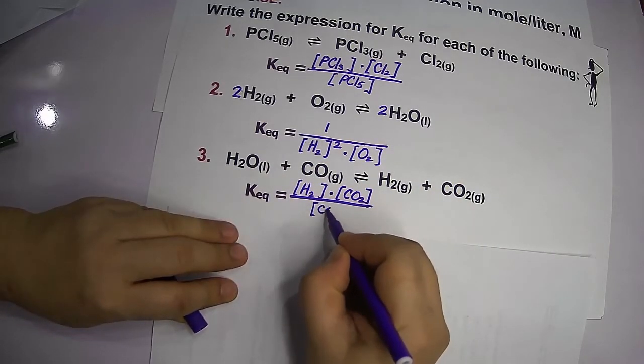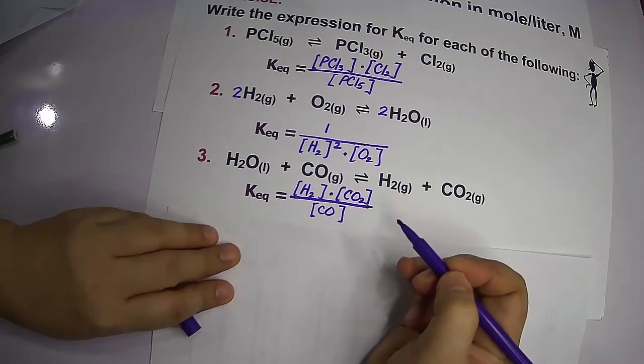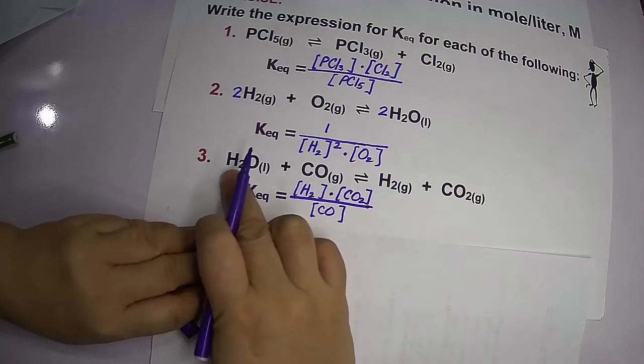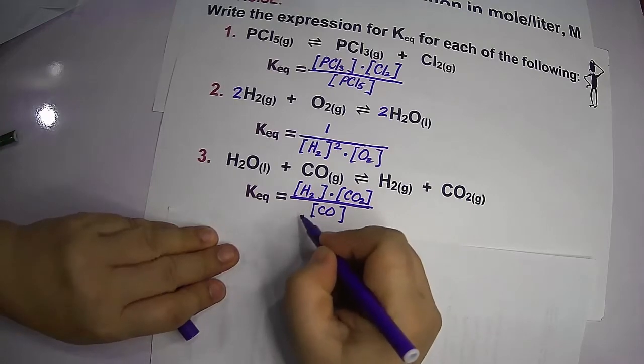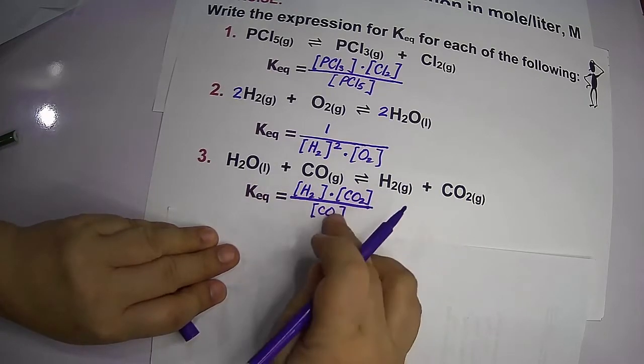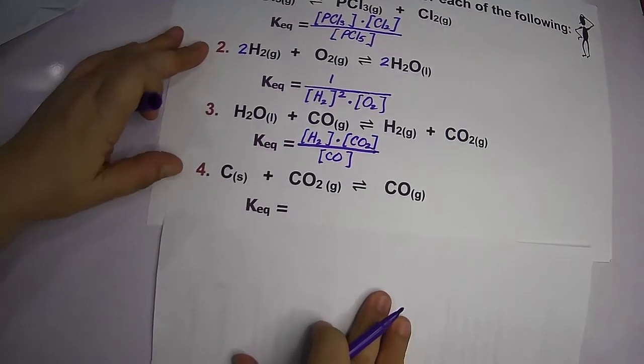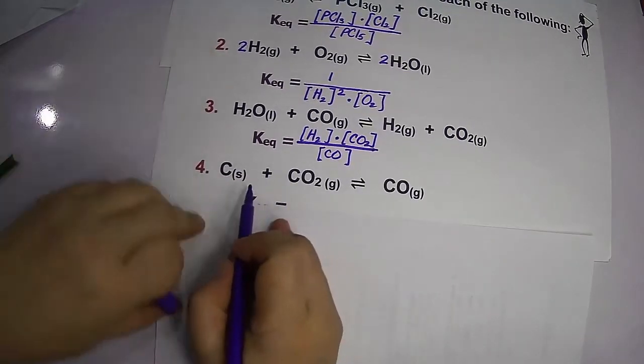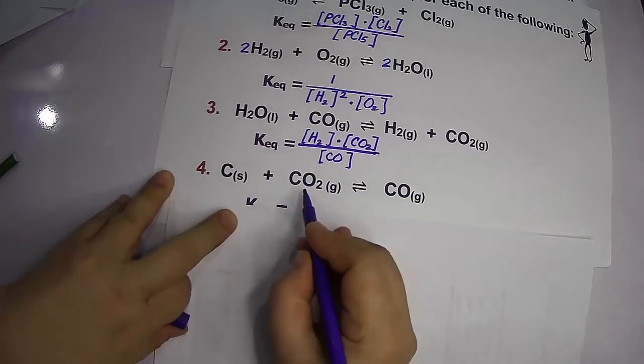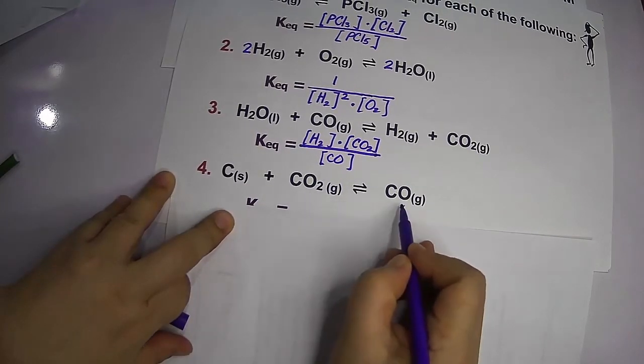So you have carbon monoxide only in the denominator because this is taken as 1. You don't need to write it. Any number multiplied by 1 is the quantity itself. Okay. Now for the third one, we have here carbon in solid form reacting with carbon dioxide giving you carbon monoxide.